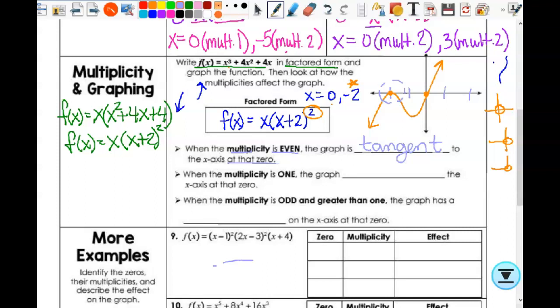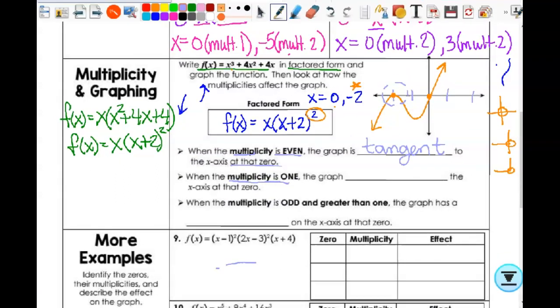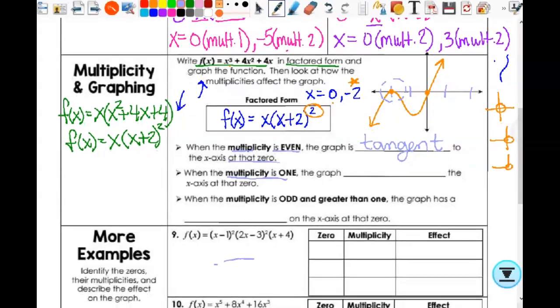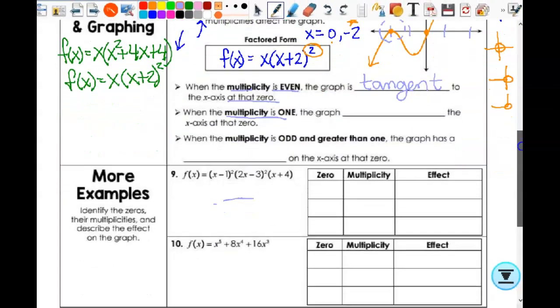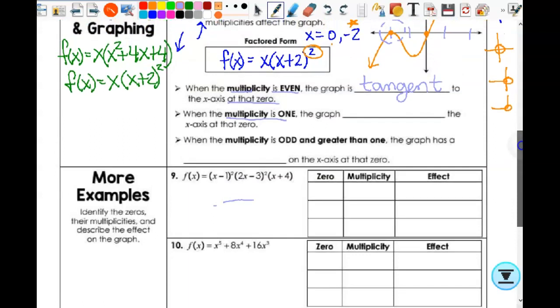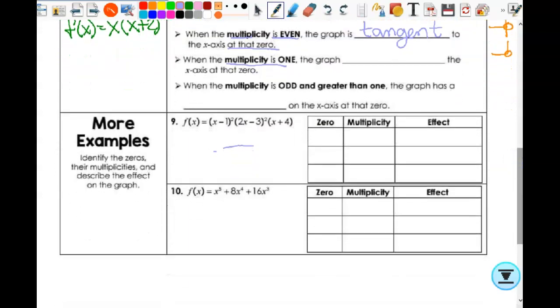Then if the multiplicity is 1, like it was on 0, and the multiplicity is 1 like it was here, we can't just say it intersects, because the other one intersects also. The graph passes through the x-axis at that zero.